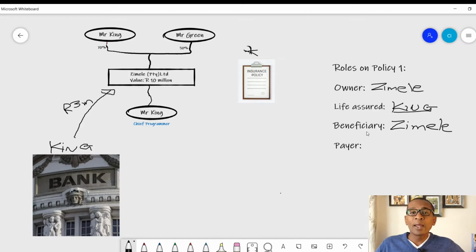Now, when Zimele, we'll see later on, we're going to introduce a specific contract, because once Zimele receives those funds, in the event of death of Mr. King, there must be a contract that says these funds shall be used to settle the bank loan that exists, so that the bank later on does not chase the house that was used for security, because now they're happy that they've been paid. So the beneficiary will be Zimele, but there must be a contract which we speak about just now. And then the payer of the policy would be Zimele as well. So that's the structure of the policy.